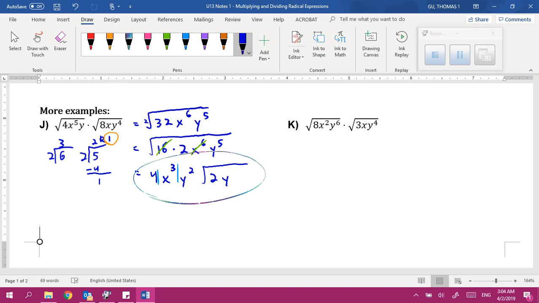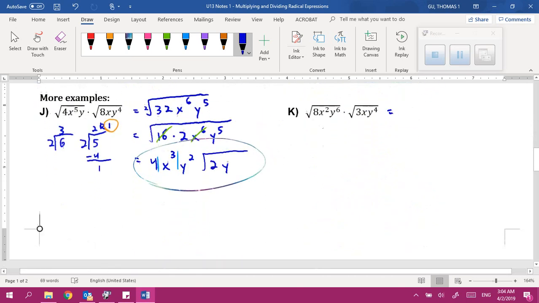So we got the same index. It's a square root, so we're just going to multiply these together. That's going to give us 24. 8 times 3 is 24. X squared times x is x cubed. And then y to the 6th times y to the 4th is y to the 10th.